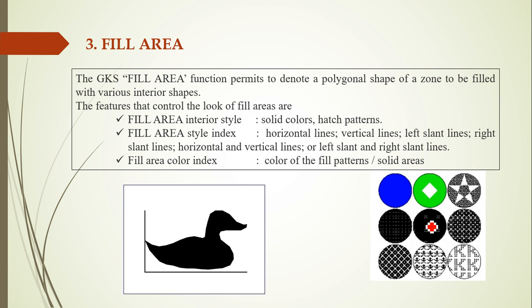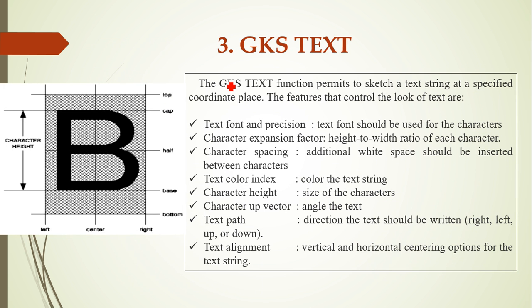Again, the next one is GKS text. Text is characterized by the letters you are going to enter. If you enter a letter, it will be in the form of a character string. This is represented by means of the height of the character and the position. The left, center and right determine the position, along with the top, the half region, the base and the cap. All these things will represent the position and the orientation of this particular letter.